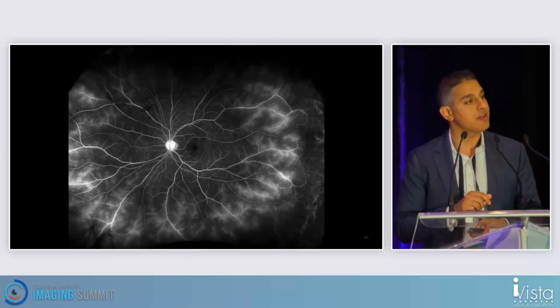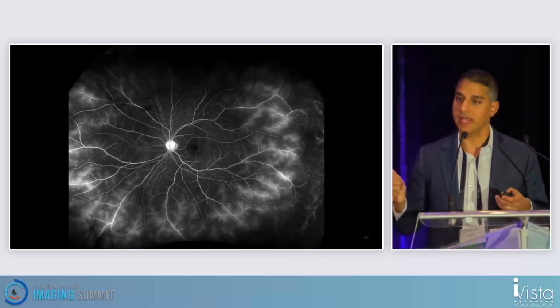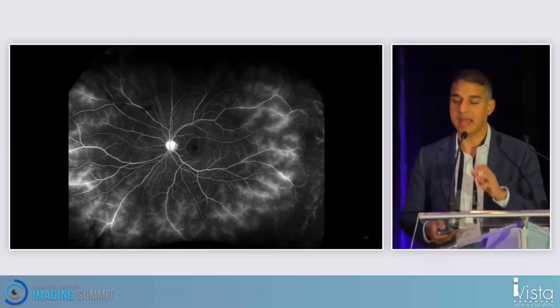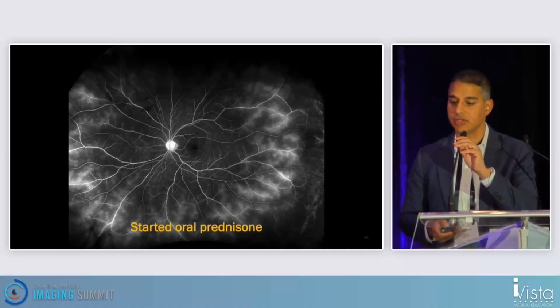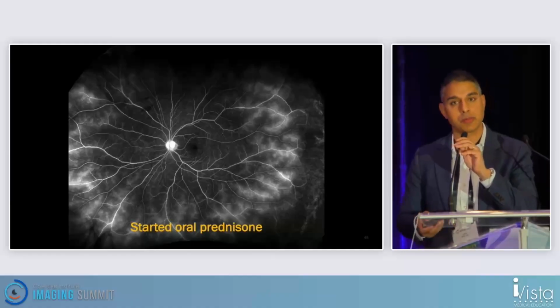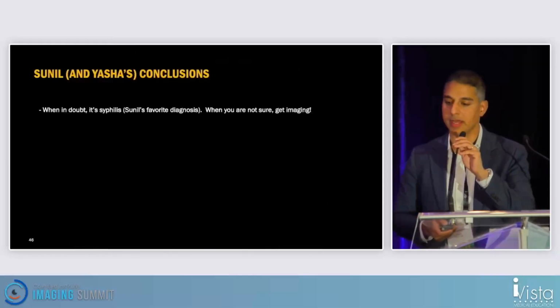And this is what her FA looks like. This is anterior uveitis. And here you can sort of see massive extensive peripheral vascular leakage. So actually at this point, we started her on oral prednisone, we talked to her rheumatologist, and at this point, she agrees to go on Humira treatment.